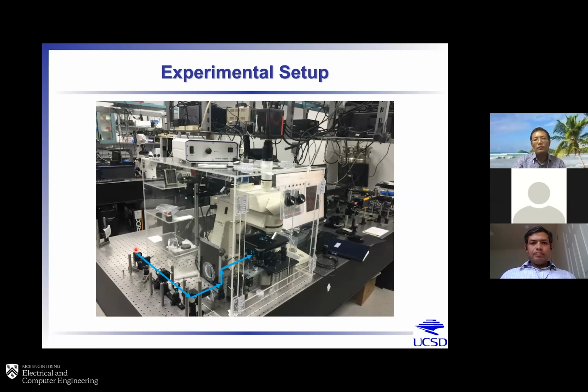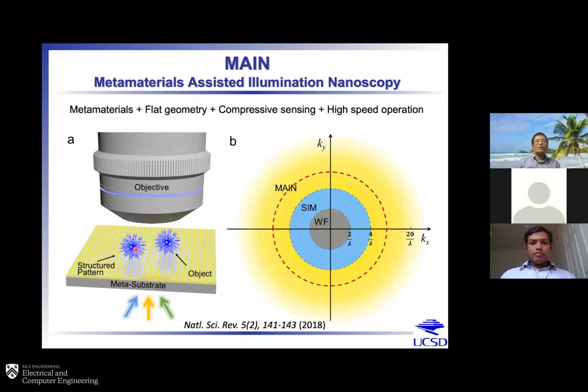Okay, so we are now working on this new technology. We call this metamaterial-based illumination nanoscopy. We utilize a planar metamaterial, and we also combine it with compressive sensing to improve the speed. So then we can do very high speed operation.